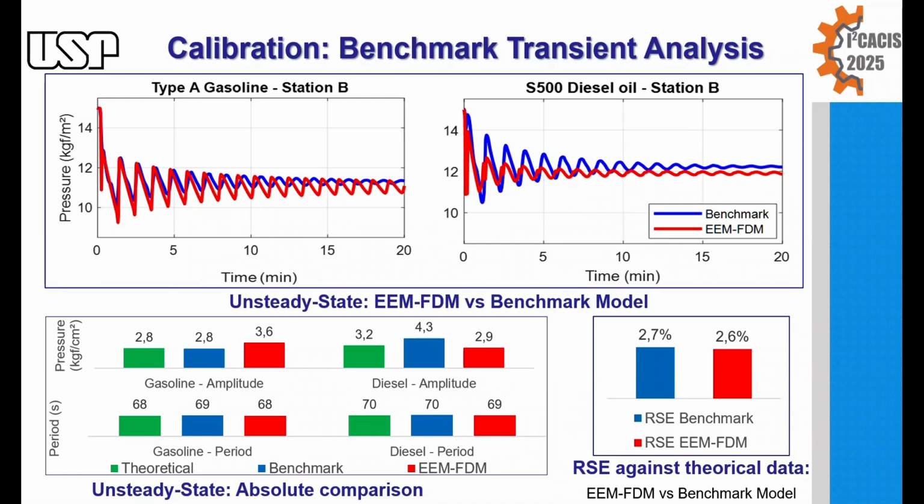Interestingly, both models show this deviation when compared with theoretical calculations. The chart on the right shows that the root squared error relative to theoretical results is similar for both approaches. This suggests that the discrepancy is not model specific, but rather stems from discretization limitations common to hydraulic solvers.